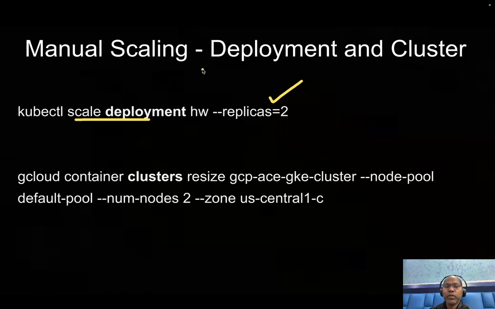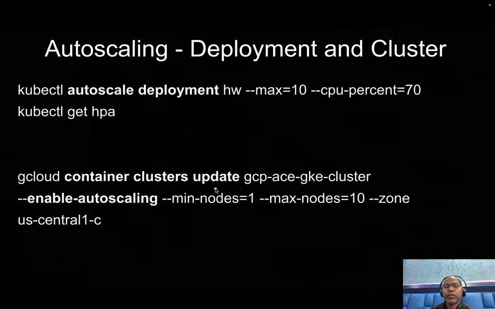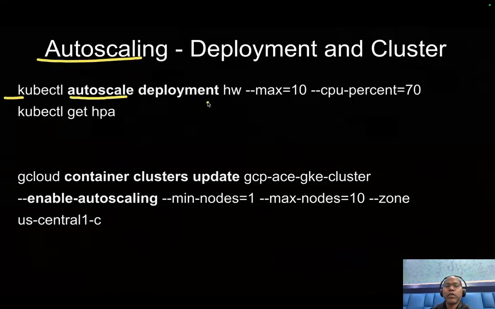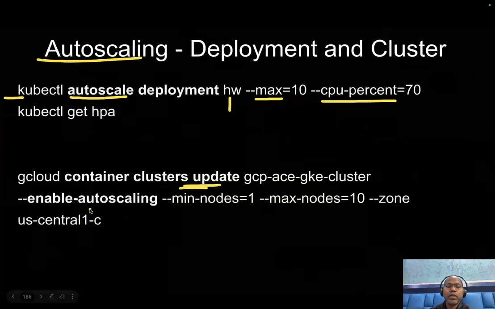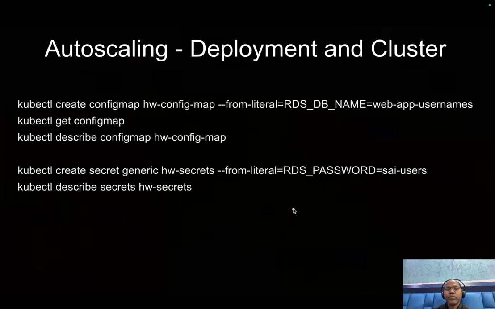If you want to scale your cluster, just resize your cluster. Similarly, for autoscaling, you can say kubectl autoscale with your deployment name, the maximum, and the criteria. Similarly for the cluster, just update the cluster and enable autoscaling, with the minimum nodes and the maximum nodes, and automatic scaling happens in the cluster.